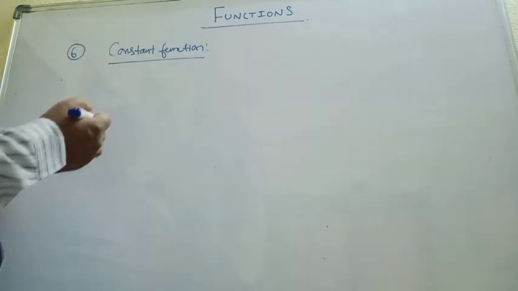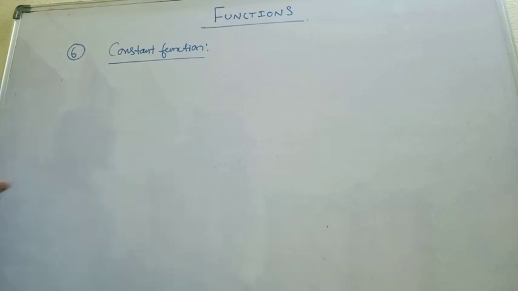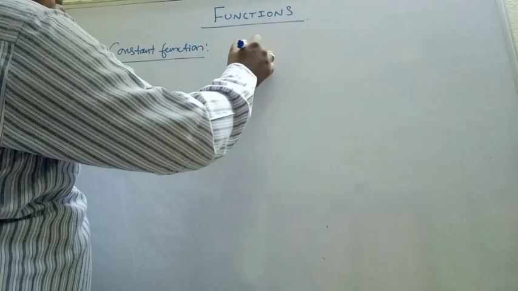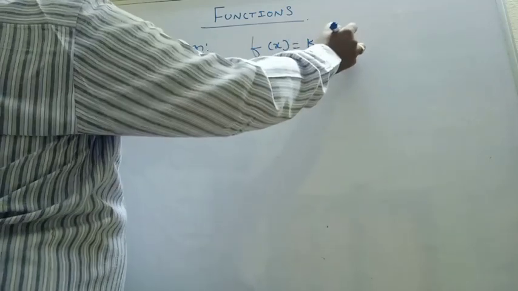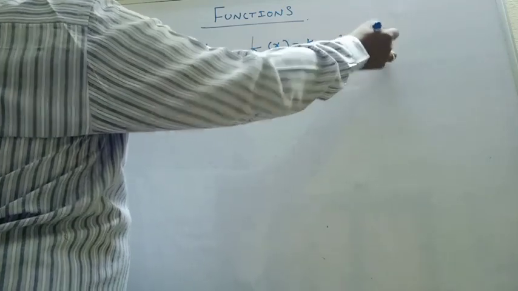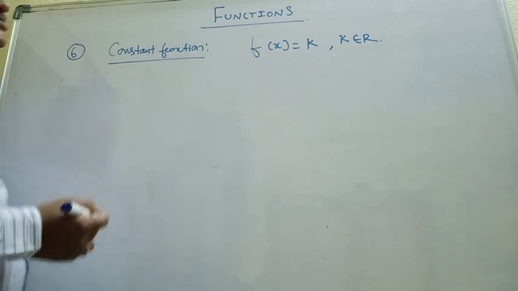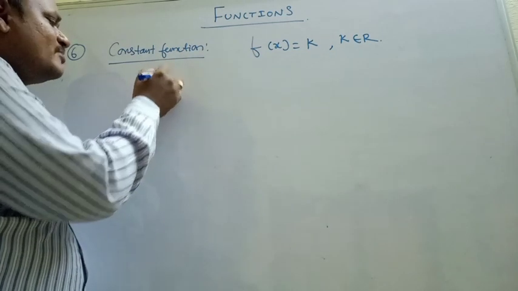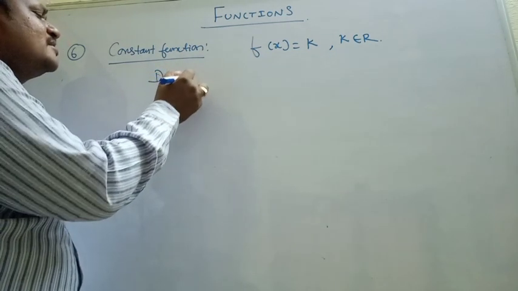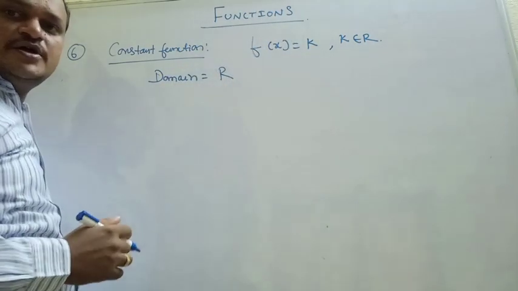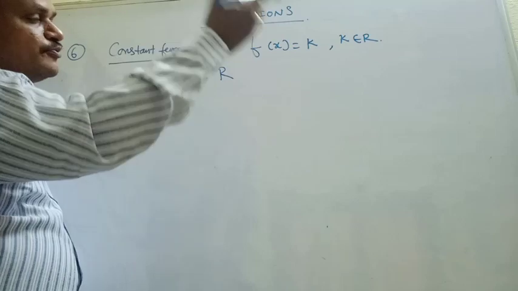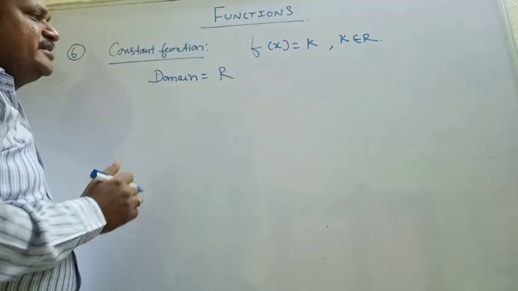Next we have another different function, the constant function. A constant function is something like f of x is equal to k, where k is a constant that may be a real number, of course. What is the domain of this function? The domain is nothing but the set of all real numbers. Any real number you give, it will give the output as that particular constant only, right?